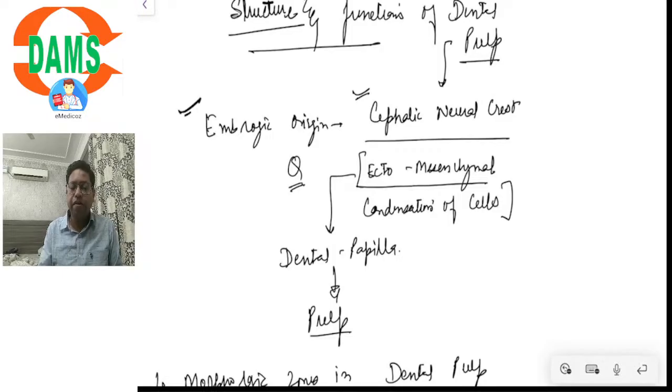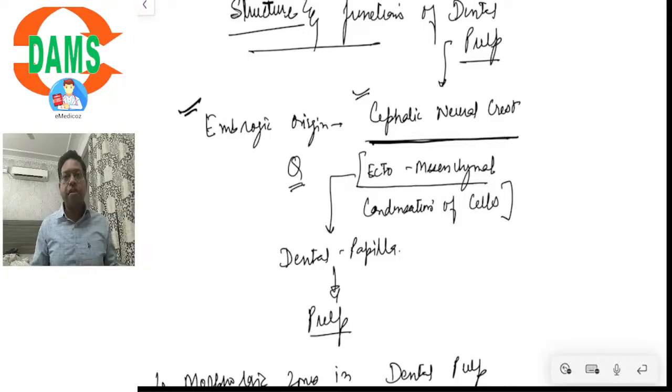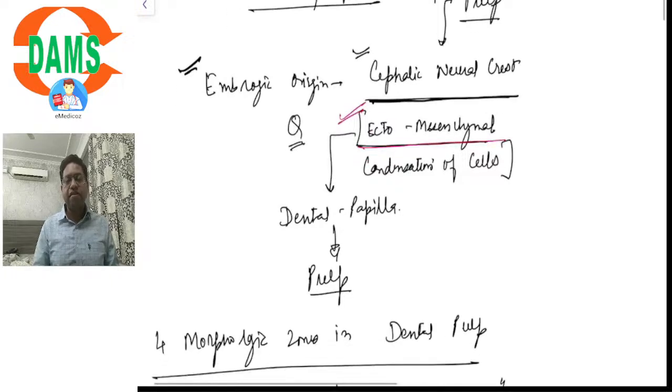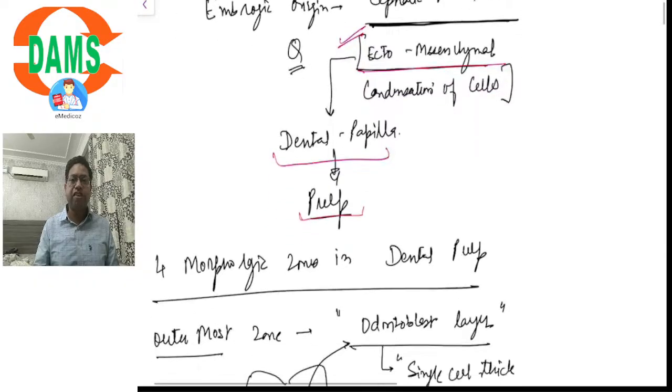And we talked about the embryologic origin of the dental pulp. It is from the cephalic neural crest. The neural crest is made up of ectomesenchymal condensation of cells, and it has two parts, the cephalic part and the caudal part. The dental pulp is derived from the cephalic part of the neural crest. The cells of this neural crest are ectomesenchymal cells, so both ectodermal and mesenchymal cells are present in the dental papilla that give rise to the dental pulp subsequently.